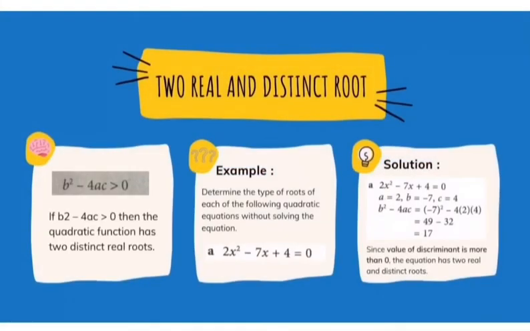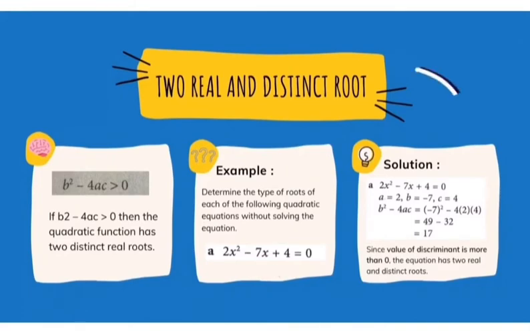Two real and distinct roots. If the value of discriminant is more than 0, then the quadratic function has two distinct real roots. In the example given, determine the type of roots of each of the following quadratic equations without solving the equation. The picture below shows the question.